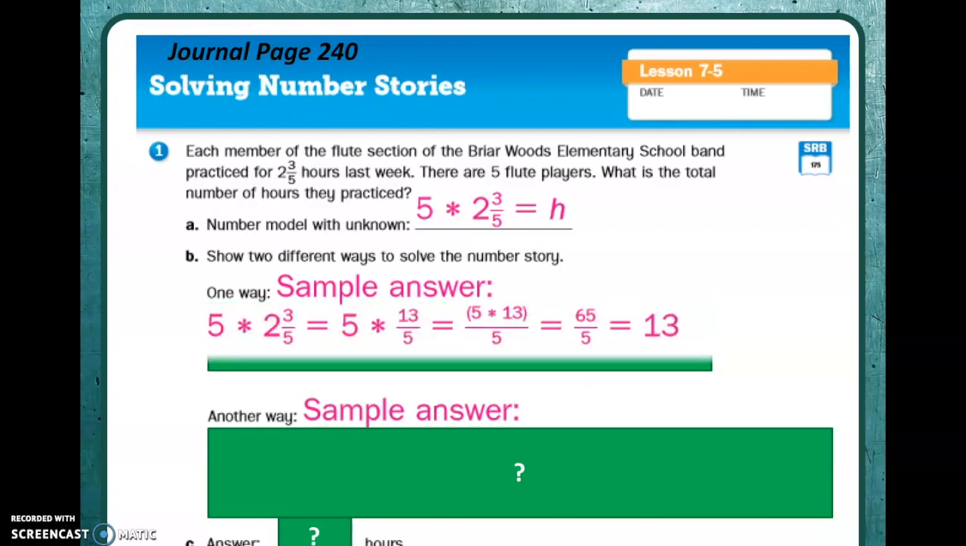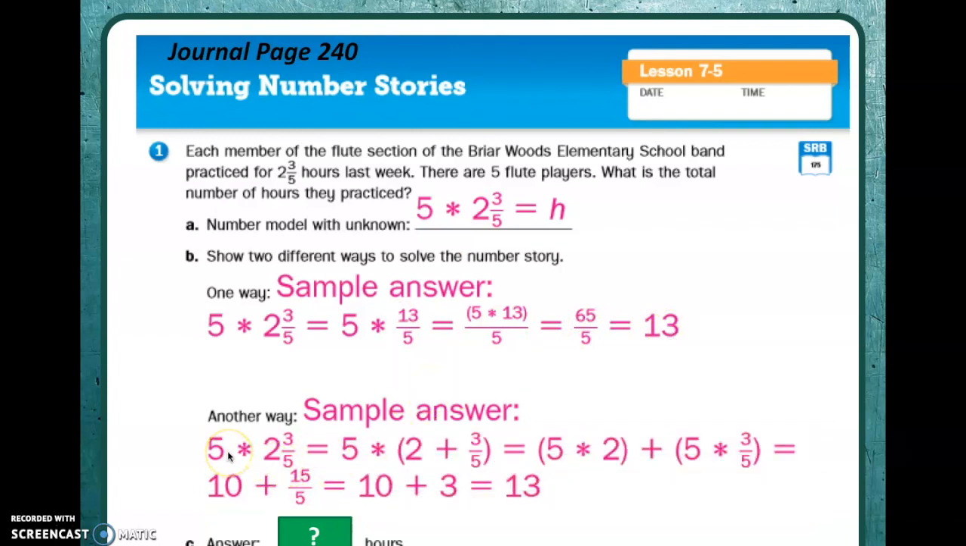Well, one way, which you might not have done, maybe you did repeated addition, could be turning the mixed number into an improper fraction and then multiplying 5 times 13/5, which equals 65/5 or 13. Most of you probably did our method we're familiar with, multiplying the 5 times the 2 and multiplying the 5 times the 3/5, which equals 10 plus 15/5, and 15/5 is the same thing as 3, so 10 plus 3 equals 13. So our answer becomes 13 hours.